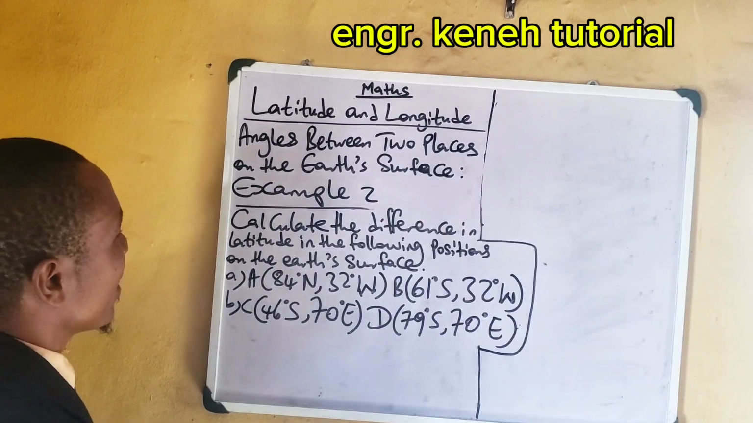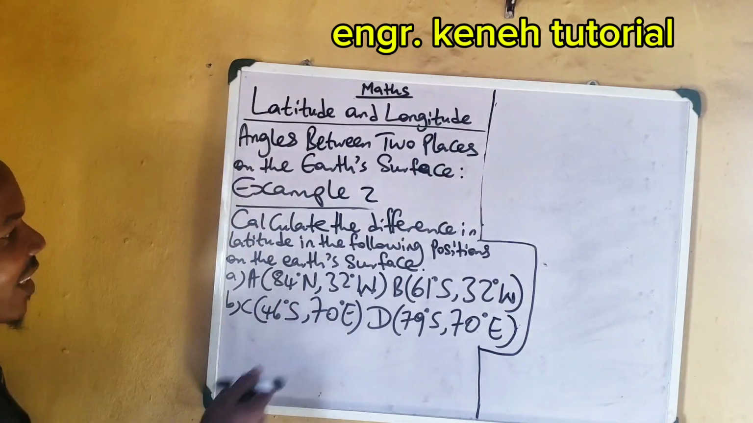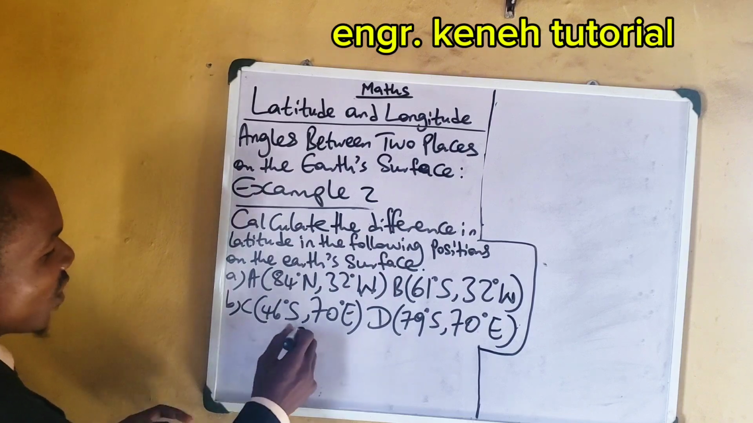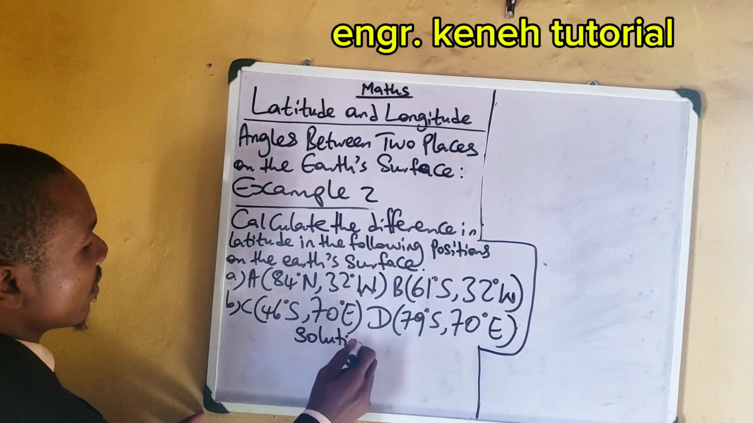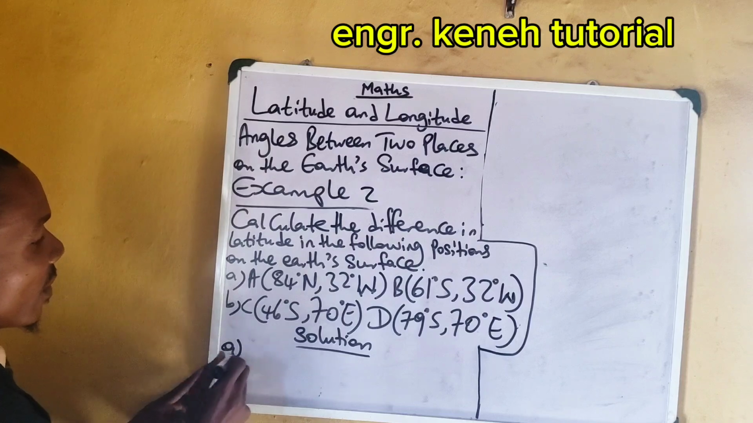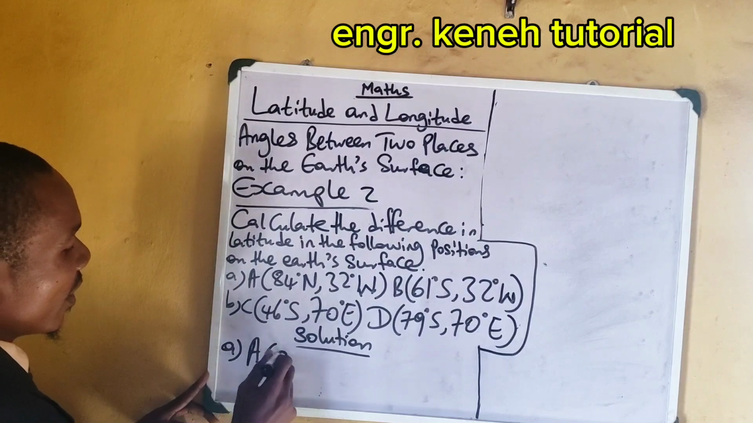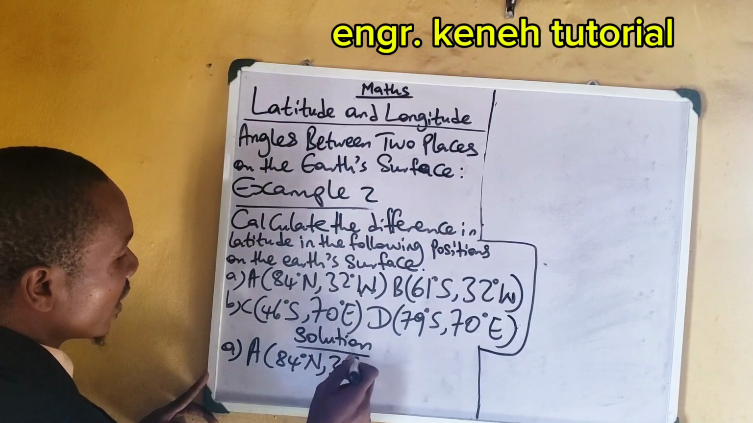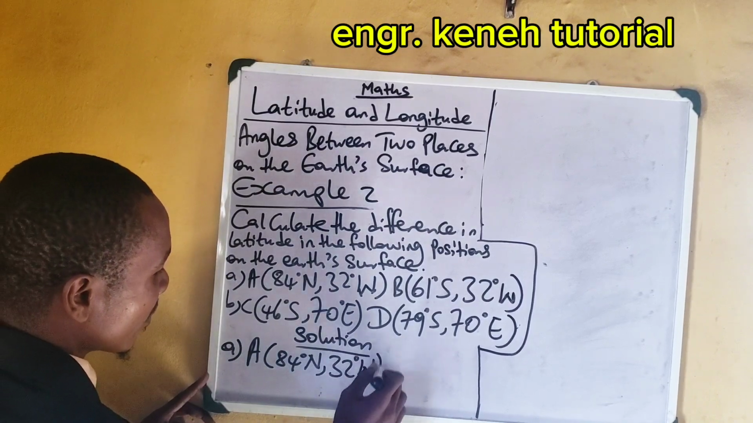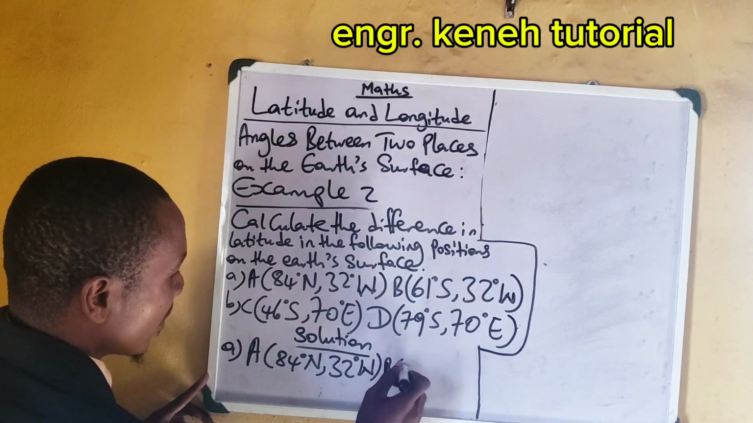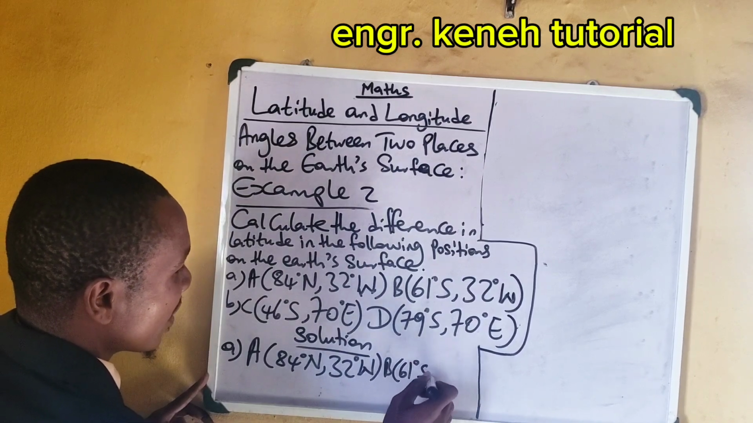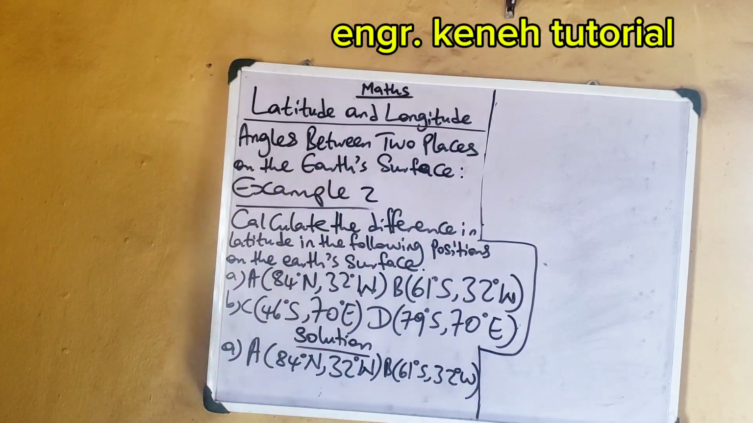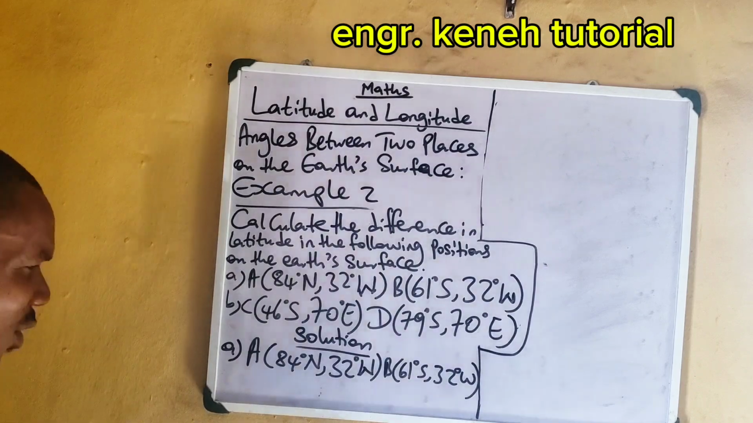All right, we have example 2. Example 2 says, calculate the difference in latitude in the following positions on the Earth's surface. We have solution like this. Number A, we have 84 degrees north, 32 degrees west like this. For B, we have 61 degrees south and we have 32 degrees west like this. Can you see that? They say difference in what? Latitude.